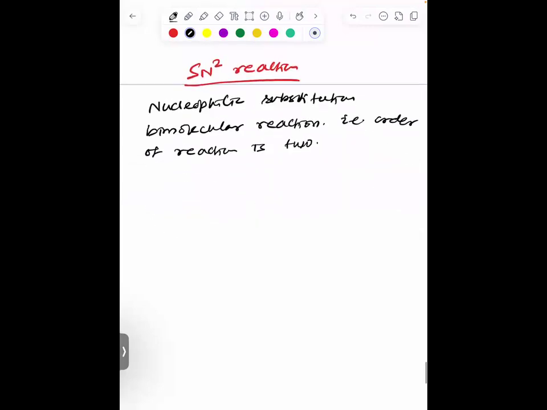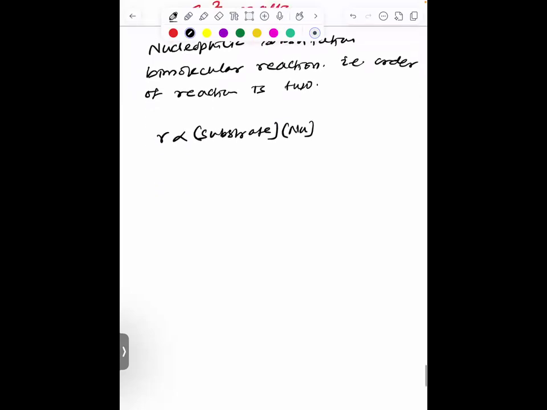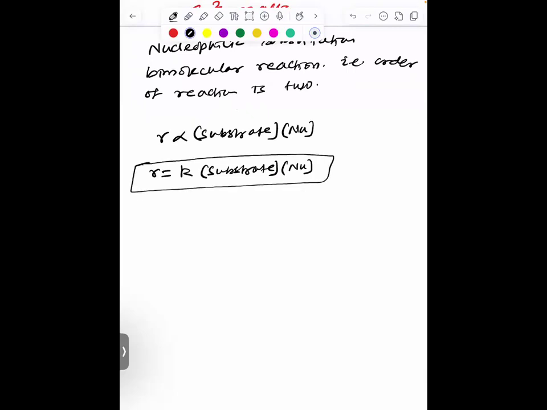So we can represent the rate as proportional to the concentration of substrate and nucleophile, or rate equals k times substrate times nucleophile. So now you can see the order of reaction is 2. Okay.